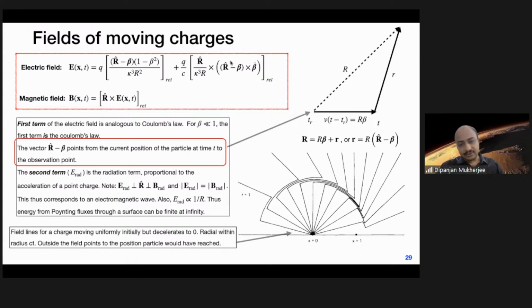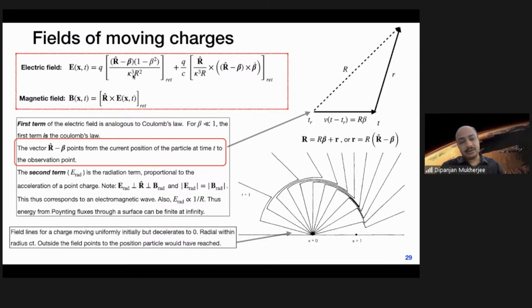The second term falls off as 1 by r. Now, let us look at a situation where the charge is not accelerated. In that case, we can just drop off this term. If the charge is just moving with constant velocity, the radial dependence of the electric field is very similar to what you have from electrostatics, except for this kappa term.